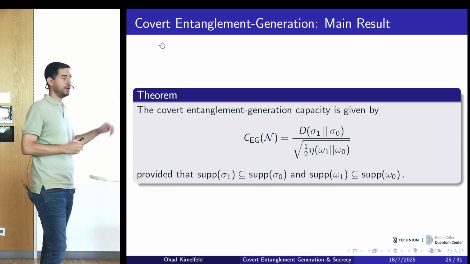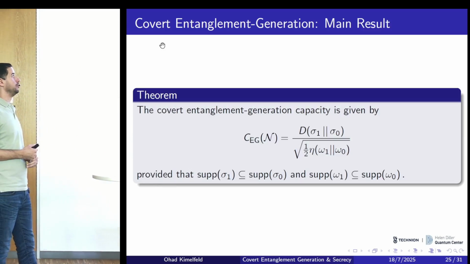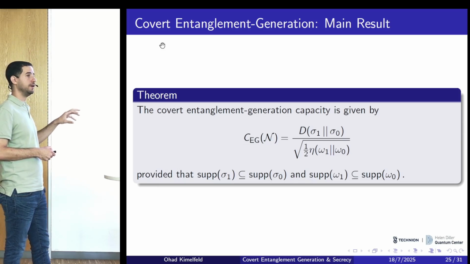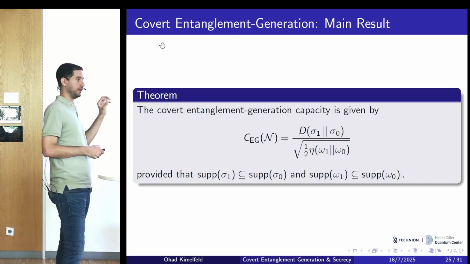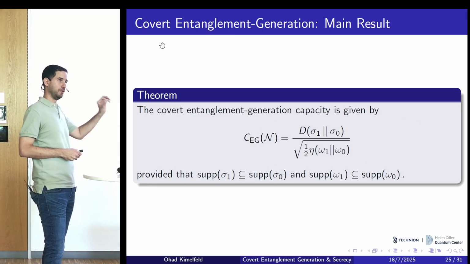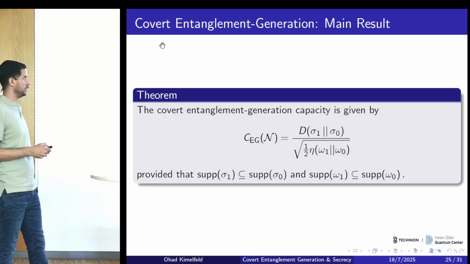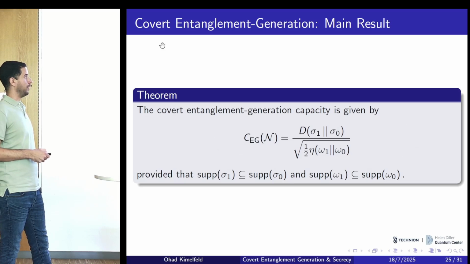Now, our main theorem: the covert entanglement generation capacity is given by this formula, which, as you recall, is exactly equal to the covert secrecy capacity, which is also equal to the covert capacity without secrecy constraint. And again, this is provided that our assumptions hold.